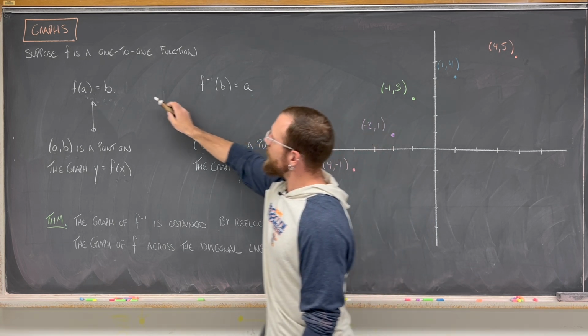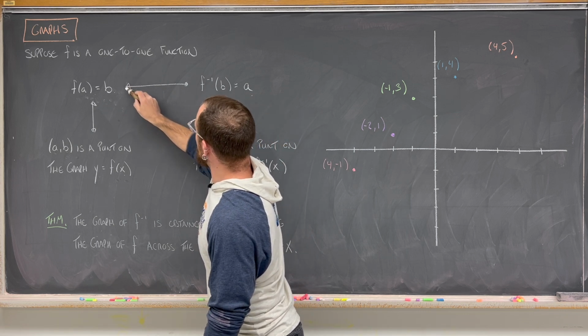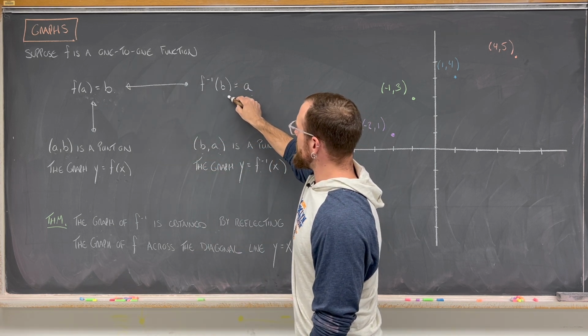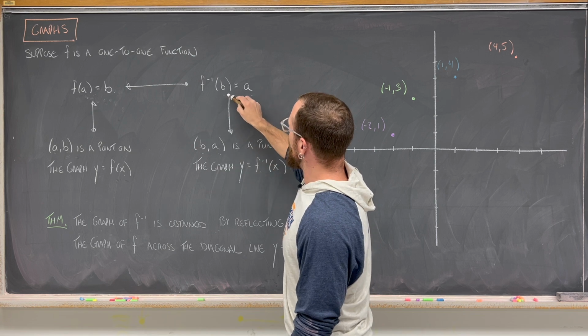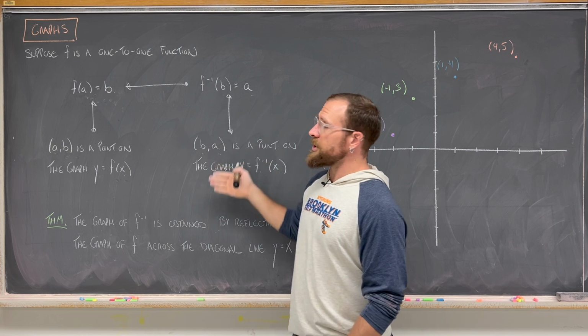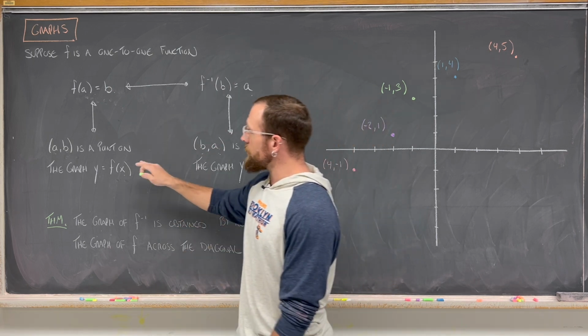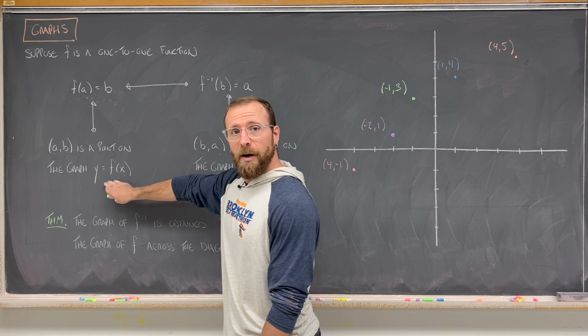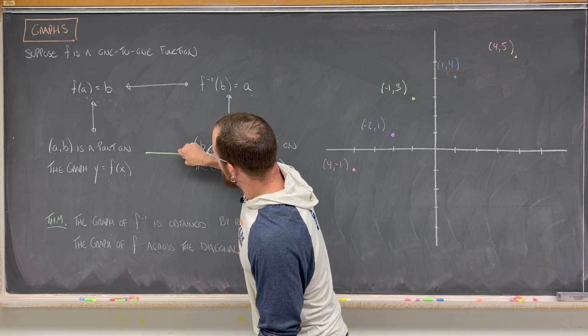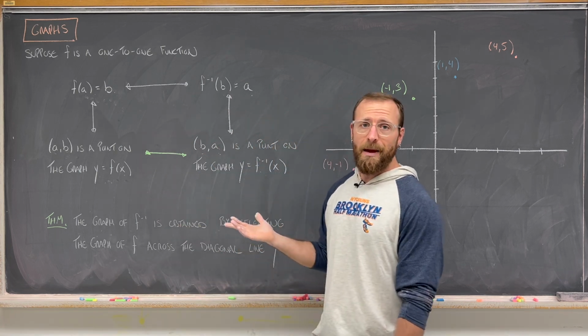So we understand how f of a equals b implies that f inverse of b equals a. And this statement means that (b, a) is on the graph of f inverse. So all four of these are actually just saying the same exact thing. And what I want to be able to do is to go straight from something I know about the graph of f to something I know about the graph of f inverse. All four of these are saying the same thing.